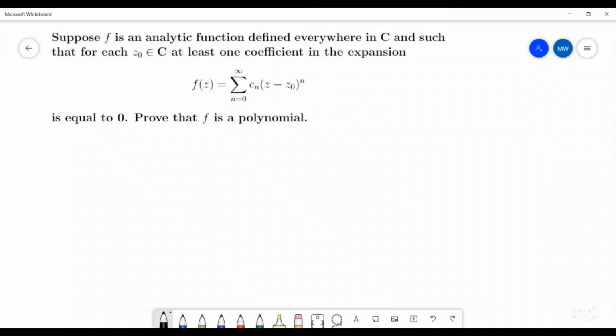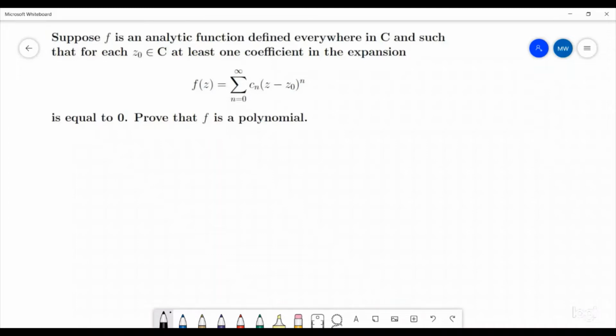So, let's get started. Let's suppose that f is an analytic function that is defined everywhere in the complex numbers, and that also satisfies the requirement that for every z0 in the complex numbers, at least one coefficient in the expansion of f of z equals the sum from n equals 0 to infinity of cn times (z minus z0) raised to the n is equal to 0. We are asked to prove that f is a polynomial.